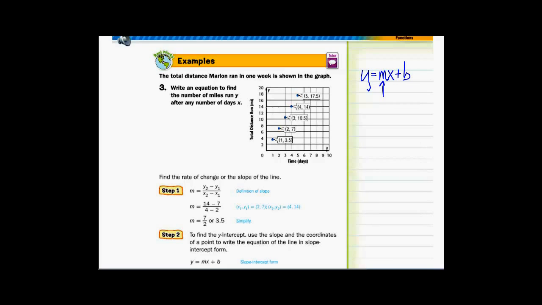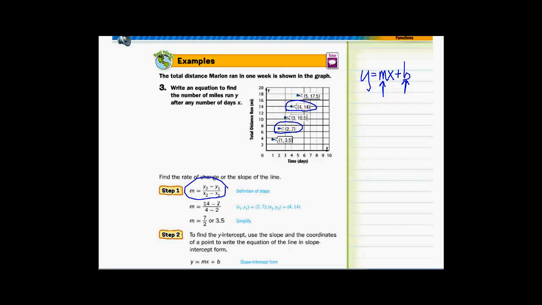So you're going to need the slope and you're going to need the y-intercept. The book way talks about finding the slope by picking any two points. They happen to pick this one, and then they also picked this one. And so here's your slope formula. They did y2 minus y1.